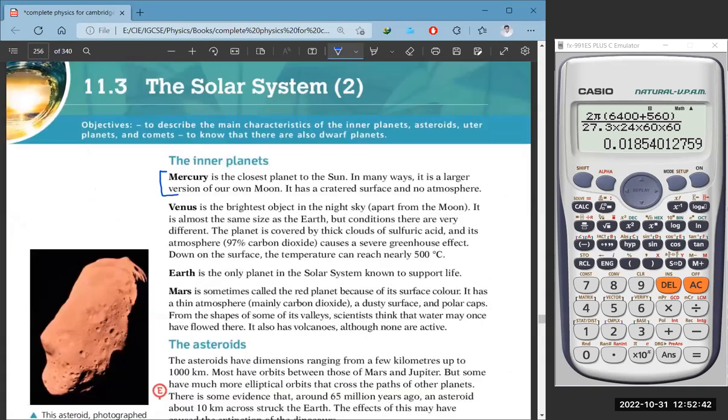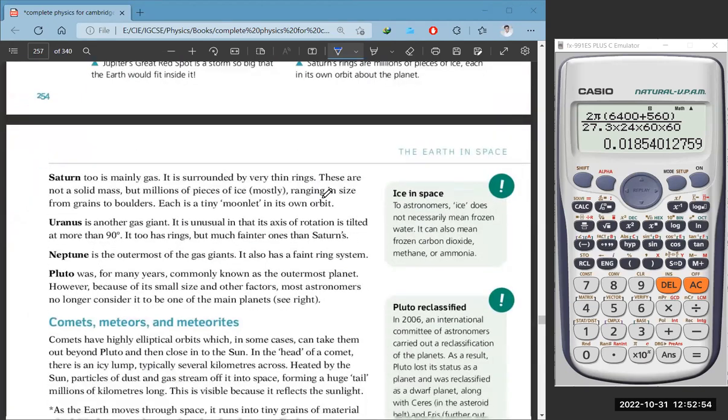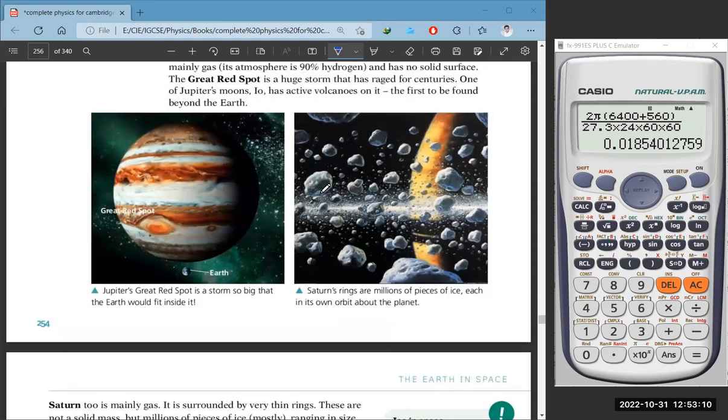The inner planets. All right, now the inner planets, you have a few of them. You have Mercury, Venus, Earth, and Mars. And the other four are called outer planets: Jupiter, Saturn, Uranus, and Neptune. Now, Pluto is actually a dwarf planet. It's not one of the main planets. It's called a dwarf planet. We'll look at why later.